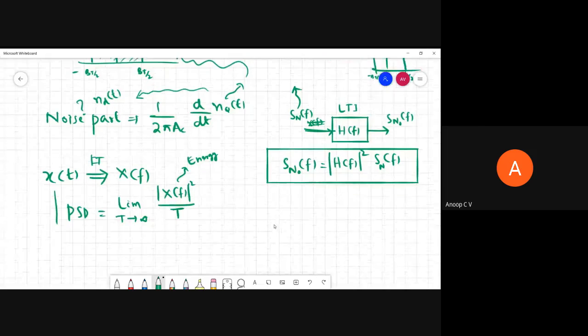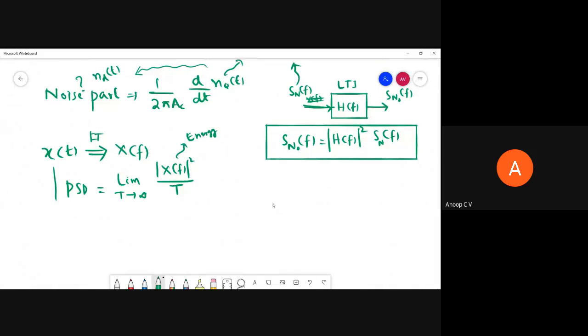So there is a property. Maybe we'll just revisit a very basic property of the Fourier transform, that is the derivative property. Can anyone tell me what this property is?